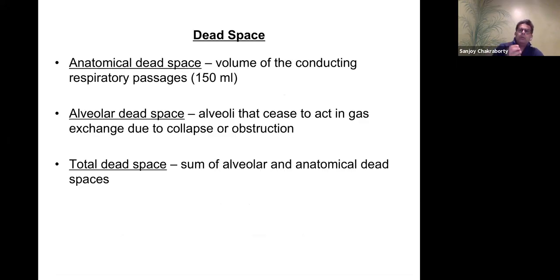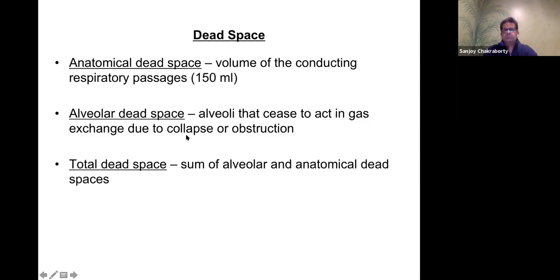Only the part that reaches the bottommost area, meaning the respiratory bronchiole, alveolar duct, and alveoli, participates in the gas exchange process. Now, this 150 ml, just memorize the number right now. We are going to come back to that. That is technically 30% of what you breathe in normally. Okay, so you're going to come back to that number later on.